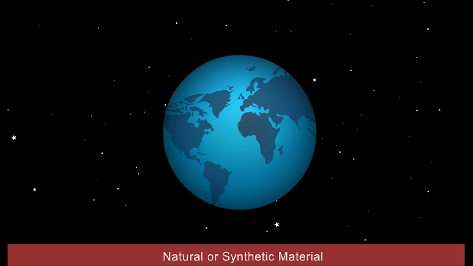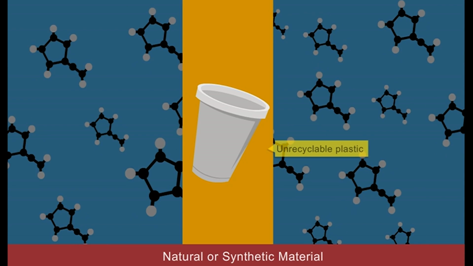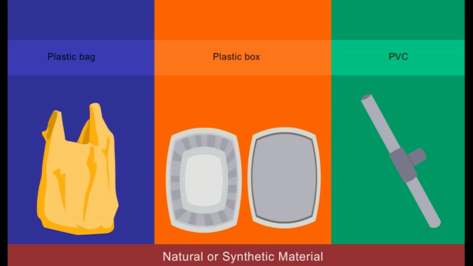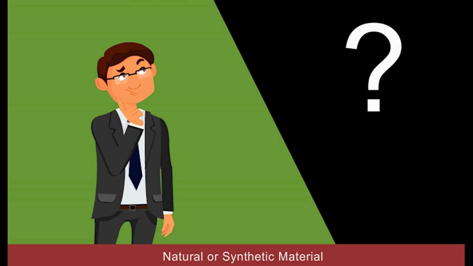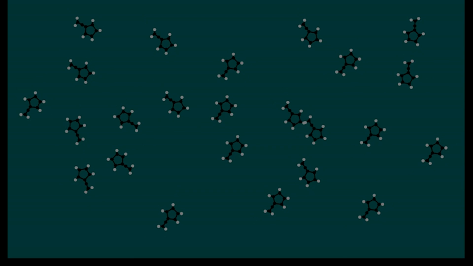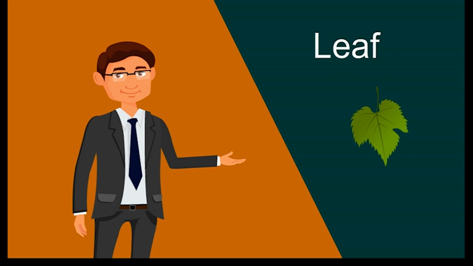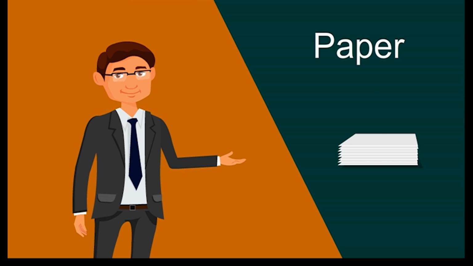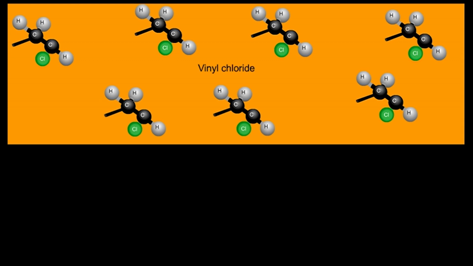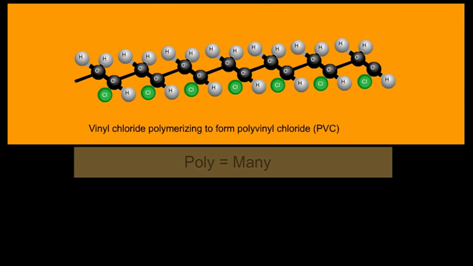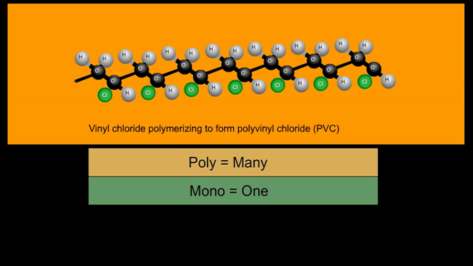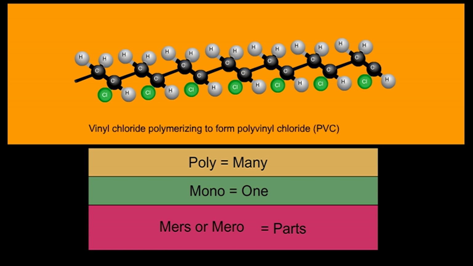How polymers have changed our world. Today, everything that we see and use is made of natural or synthetic material. How are they created? How can they be used? It is really fascinating how polymer has taken up all the measures of our life. The terms polymer and monomer were derived from the Greek roots. Poly means many, mono means one, mes or mero means parts.